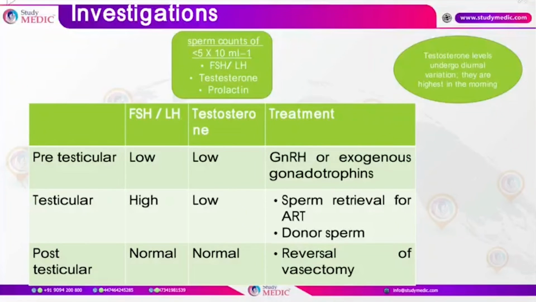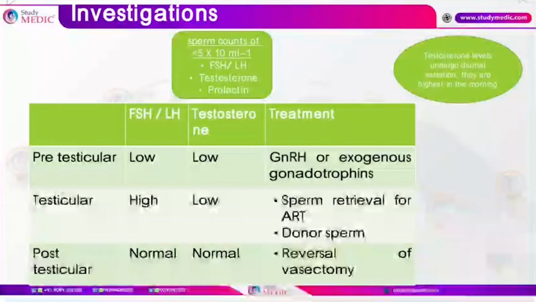So this is the investigation chart in which the pre-testicular, testicular and post-testicular causes, along with the laboratory description for male infertility patients, have been mentioned. Pre-testicular causes are definitely LH and FSH levels on the lower side, and the testosterone level will also be on the lower side, and in this context GnRH and exogenous gonadotropin will be considered. Testicular, where the testes are not functioning well, definitely this patient will be lacking testosterone, but the gonadotropin will be on a higher side.